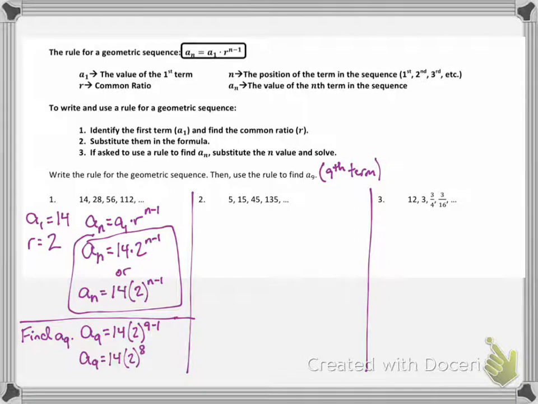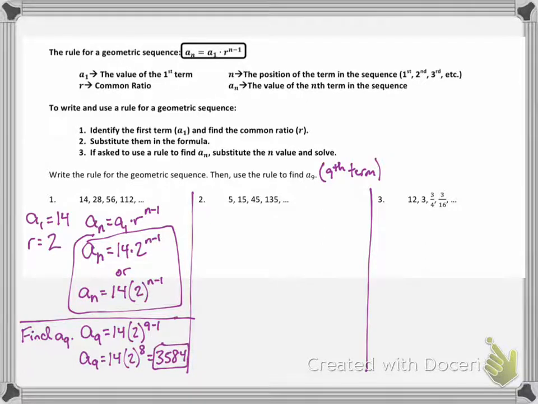And again, if you're using PEMDAS and you want to solve it step by step, make sure the exponent gets subtracted first. Then you want to do 2 to the 8th. Again, exponents before multiply. Then multiply that 2 to the 8th answer by 14. Ultimately, though, if you put this all together, the 9th term in this would be 3,584.